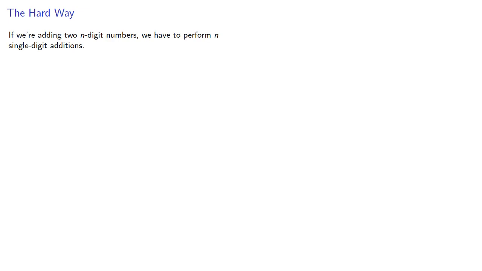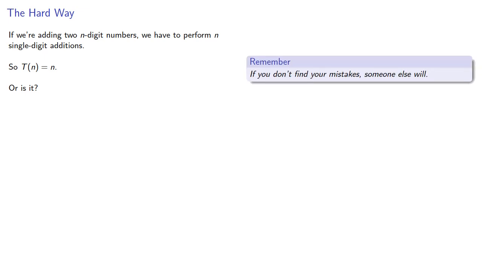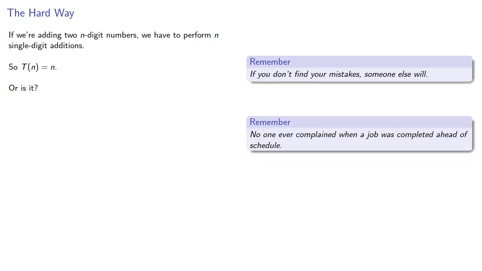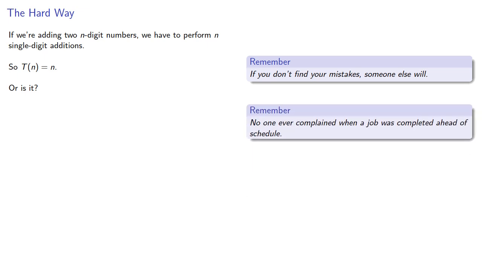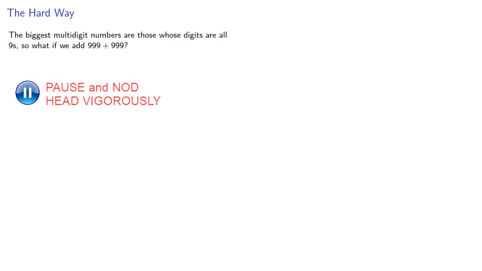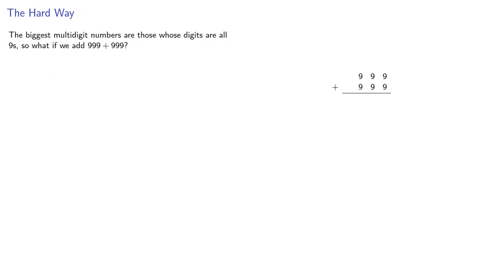Since we're adding two n-digit numbers, we have to perform n single-digit additions. So T of n is n. Or is it? Remember, if you don't find your mistakes, someone else will, and no one ever complained when a job was completed ahead of schedule. In other words, we want to use a worst-case analysis. The biggest multi-digit numbers are those whose digits are all nines. So what if we add, say, 999 to 999?